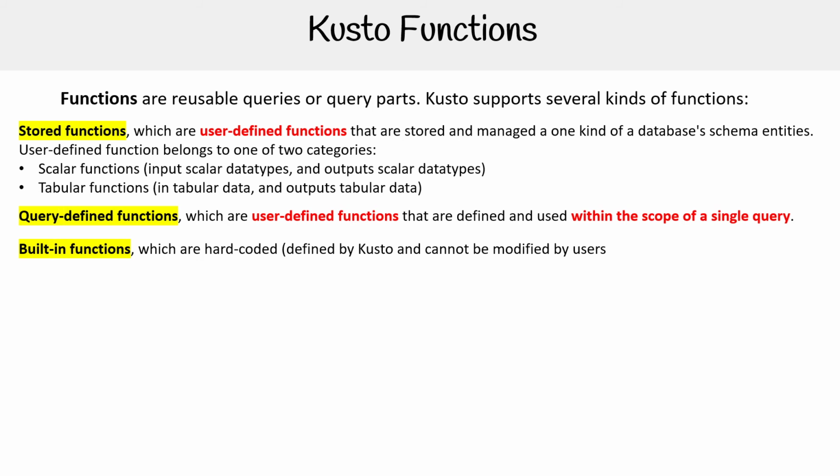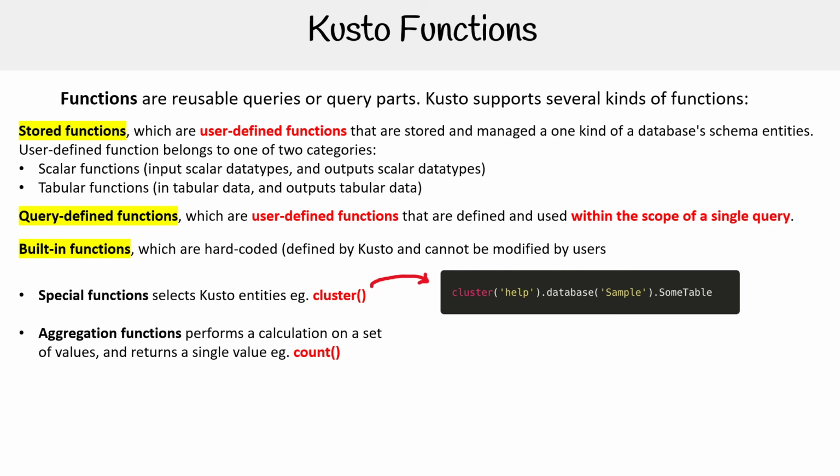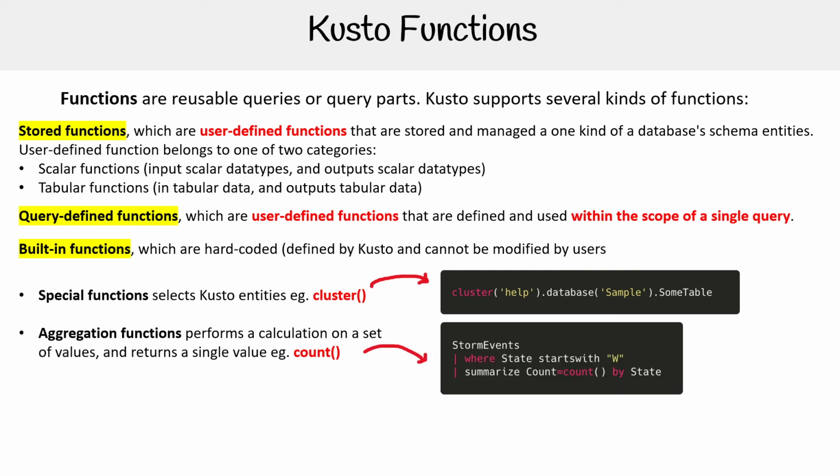Let's take a look at some of these built-in functions, starting with special functions. These select Kusto entities. So you might want to say, I want to select a cluster, and then I want to select a database, and then that table. Then you have aggregate functions, which perform calculations on a set of values and return a single value. So maybe you want to do a count. So you see where it says count and parentheses.